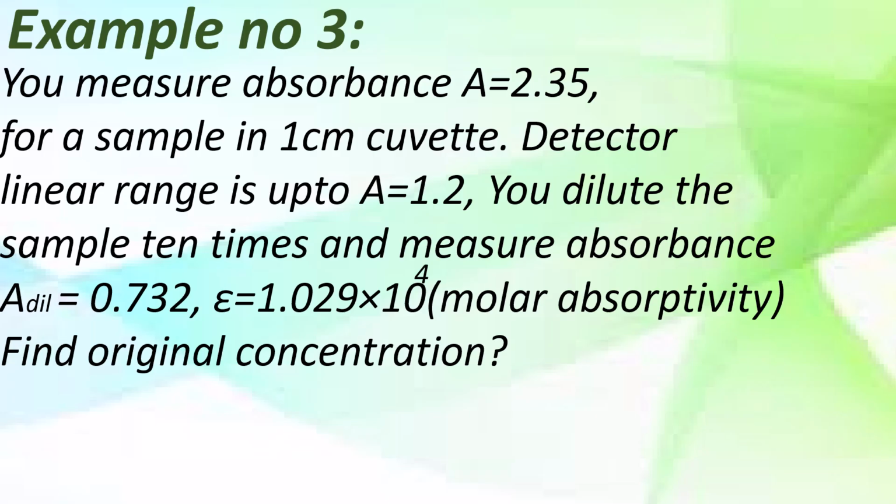So in this example, first we measure absorbance 2.35 in 1 centimeter cuvette, but the detector range is 1.2 and absorbance exceeds the limit. So we have to dilute the sample 10 times and then measure absorbance, which is 0.732. We can say it is absorbance of diluted solution. Molar absorptivity is given, path length is given, diluted absorbance is given. So we will put the formula.